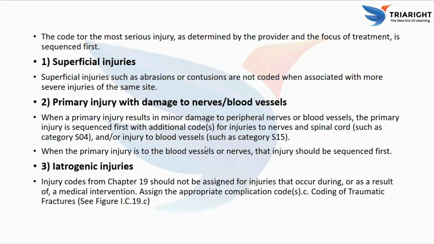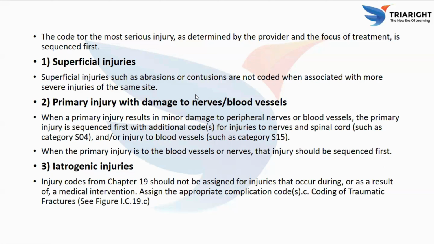So what is the sequence of injury codes? The code for the most serious injury is sequenced first. This is determined by the provided documentation, focus of treatment, severity and threat to life or function. So sequence what the provider is mainly treating.